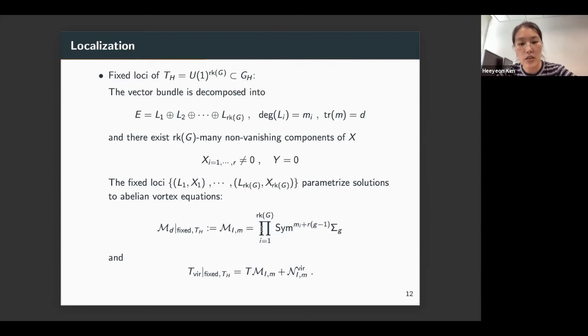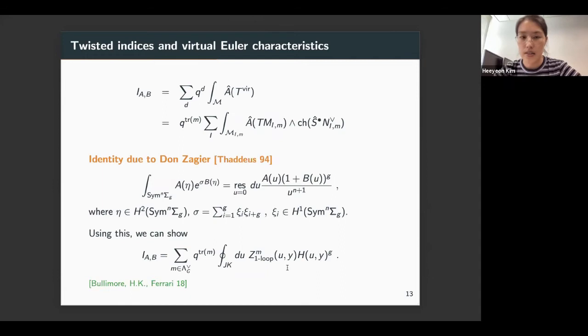On those fixed loci, this virtual tangent space, T virtual, can be decomposed into the ordinary tangent space of this fixed locus plus some virtual normal bundles on it. And using this description, we can immediately write down the twisted index in terms of the equivariant integral here, an integral over the symmetric product here. In order to evaluate this integral, we have a nice identity. We are going to use the nice identity due to Donagi, which allows us to convert any integral on the symmetric product into a certain residue integral of any functions here.